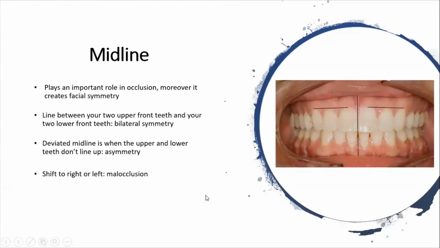So midlines play an important role in occlusion because they create facial symmetry. The midline is seen as a line between your two upper front teeth and your two lower front teeth. This creates bilateral symmetry. When the midline is deviated or shifted to the right or left in malocclusion, the upper and lower teeth don't line up straight, and this creates asymmetry.